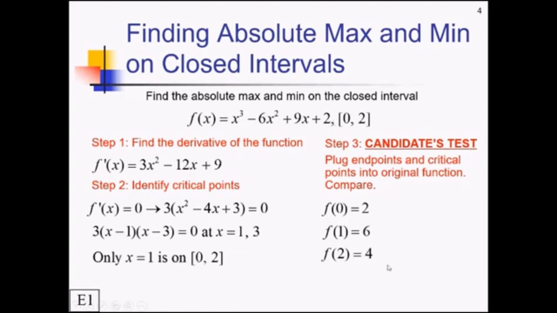But now we compare. So looking at these numbers, 2 is the lowest output, so we can say with confidence 2 is our absolute min. 6 was the highest output, so 6 is our absolute max.